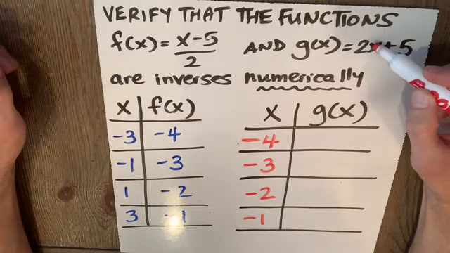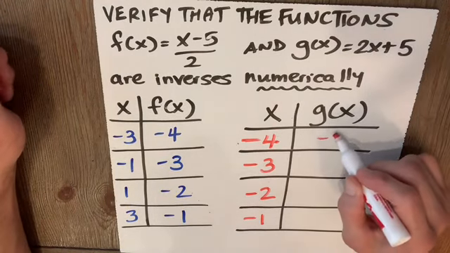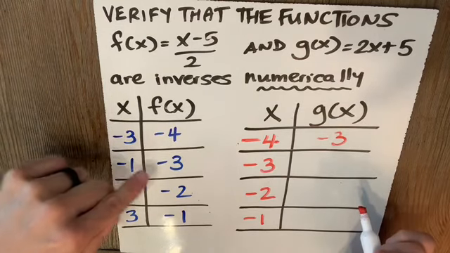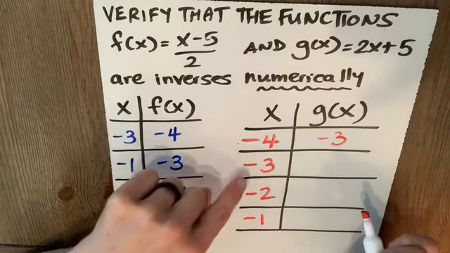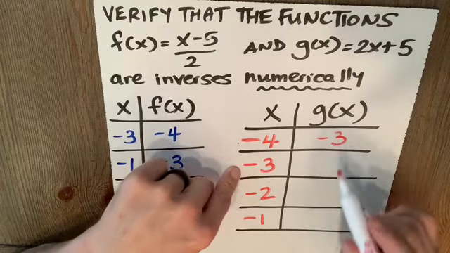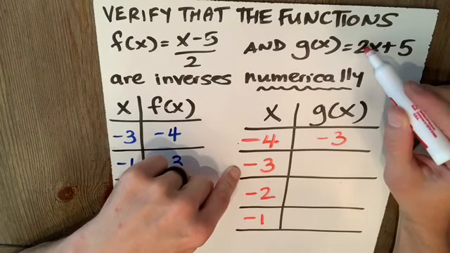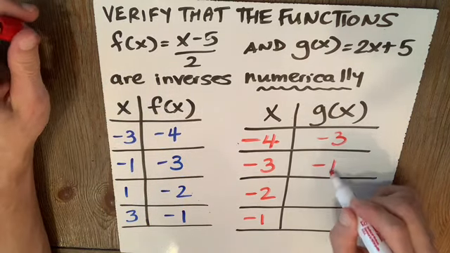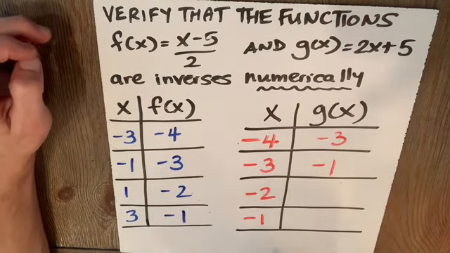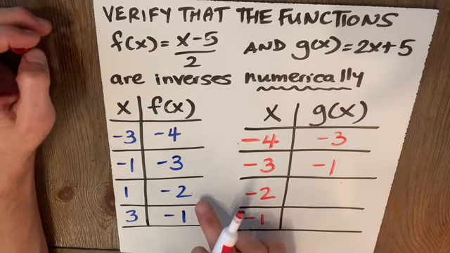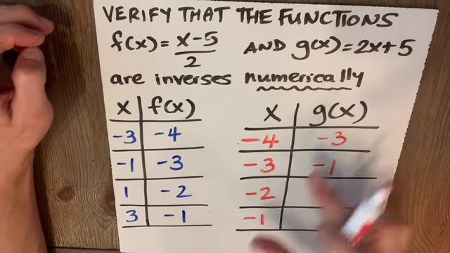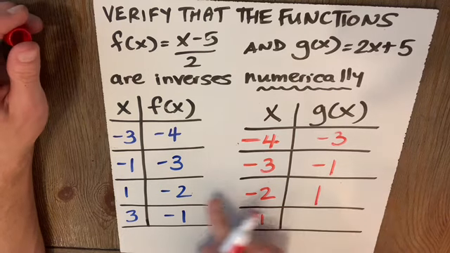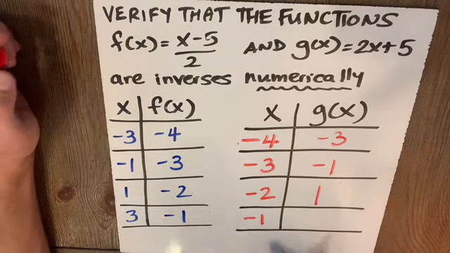-4 times 2 is -8 plus 5 is -3. The x's and the y's have switched. If I take the output here and make it my input or my domain for g of x, -3 times 2 is -6 plus 5 is -1. Look, the x and y coordinates have just switched. -2 is the output from f of x. -2 times 2 is -4 plus 5 is 1. You can see the input and the output, the x and y, have switched.